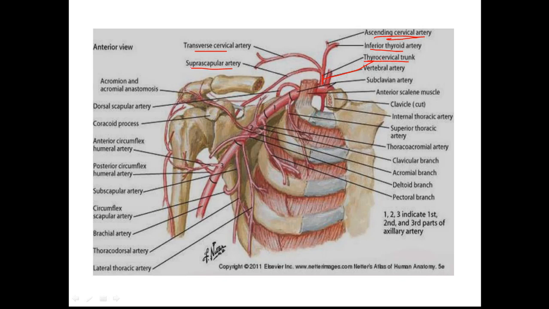I'm gonna repeat it again. Suprascapular, this is it, suprascapular, transverse cervical. Transverse cervical runs on the sternocleidomastoid horizontally, and the inferior thyroid artery. This is the vertebral artery.